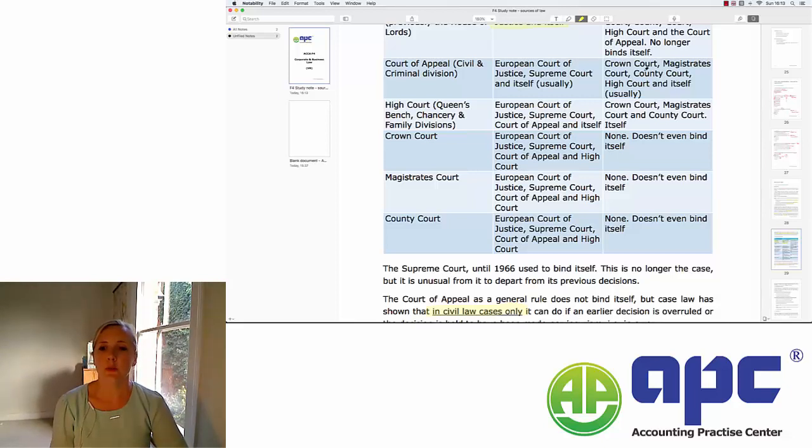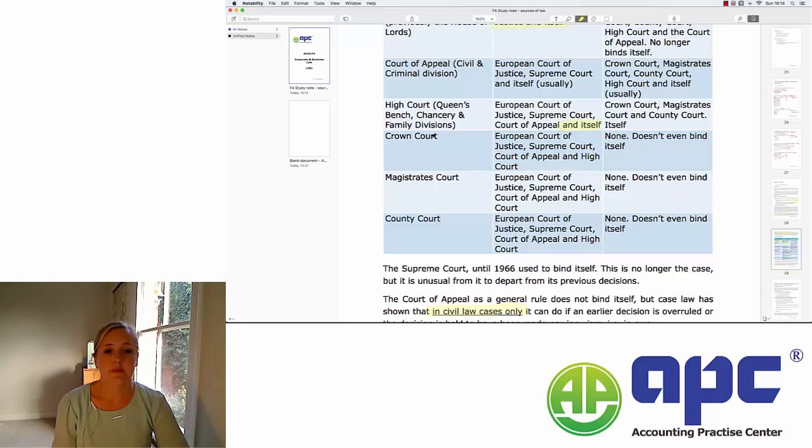So the Court of Appeal binds all of its inferior courts, so the High Court, County Court, Magistrates Court and Crown Court. The High Court and all of its divisions is bound by the European Court, the Supreme Court, the Court of Appeal, and the High Court does bind itself. And it is binding on its inferior courts, so the Crown Court, the Magistrates Court and the County Court.